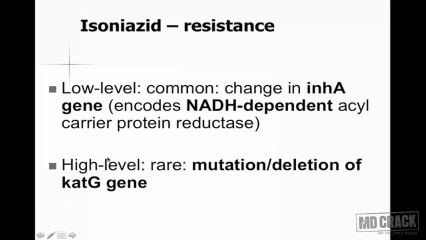The high level resistance is rare, and this high level resistance happens due to mutation or deletion of the KatG gene. Do you remember what's this KatG gene? INH has to get activated by the catalase peroxidase system, and this catalase peroxidase system is encoded by the KatG gene. So there may be a change in the system which is going to activate INH, and then it can lead to high level resistance. This is quite rare, but there may be a mutation or deletion of the KatG gene.